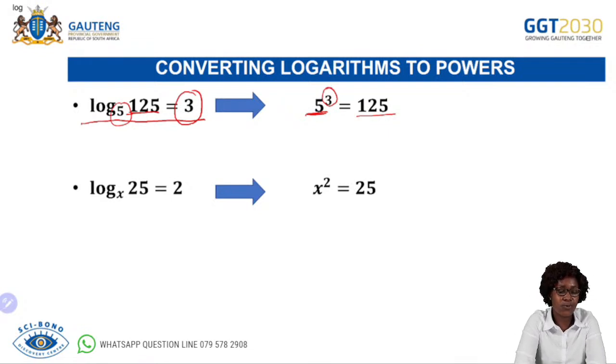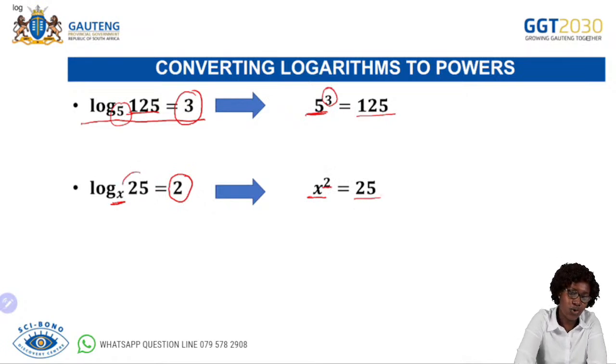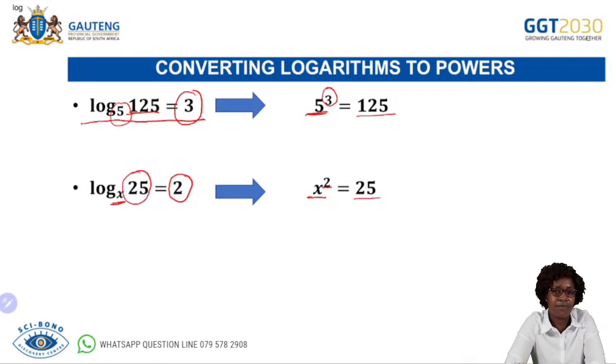The next one says we have got the log of 25 to base x equal to 2. Again, first take the base of the logarithm, which is x, and the next step is to take the answer that we had there. This becomes your exponent. And then this will be equal to the number that was sitting next to your log, which is your 25. Grade 11s, this is quite simple. I don't think any of you will be in a position not to understand what's going on.